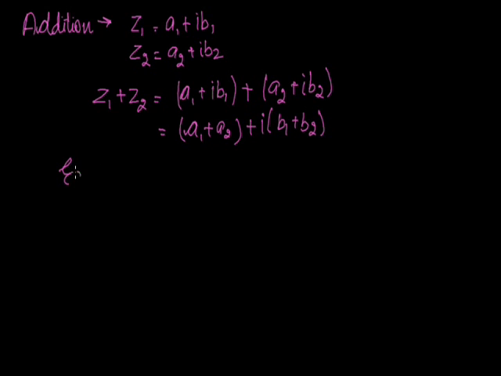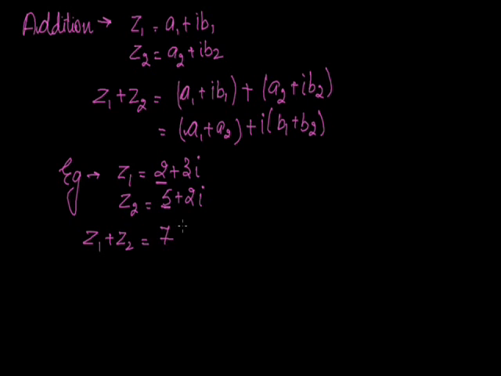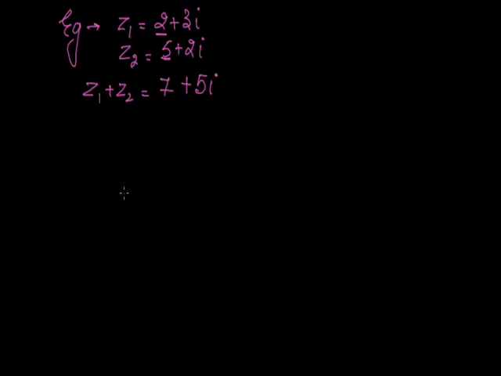Let's see an example. If z1 is equal to 2 plus 3 iota and z2 is equal to 5 plus 2 iota, then z1 plus z2 will be equal to, real part is added to the real part, so 2 will be added to 5, and imaginary part will be added to imaginary part. Therefore z1 plus z2 will be equal to 7 plus 5 iota.